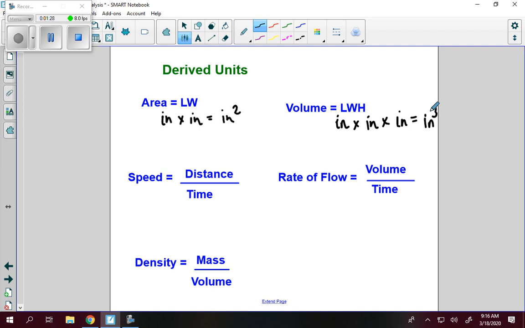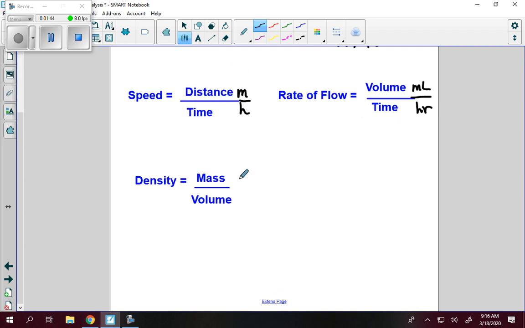Speed would be distance over time, like miles per hour. Rate of flow would be volume over time, like milliliters per hour. Density would be mass over volume, which would be something like milligrams per milliliter.